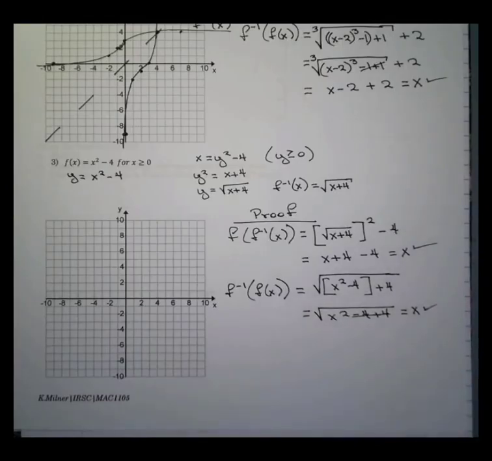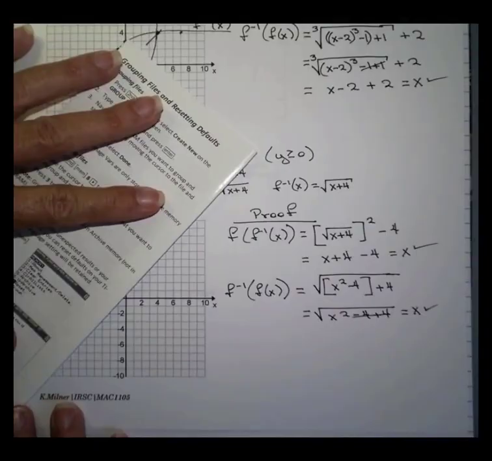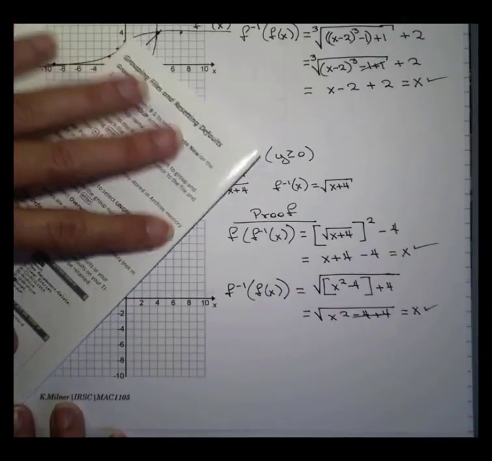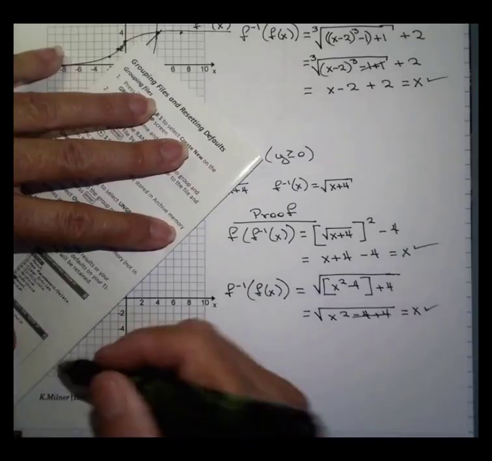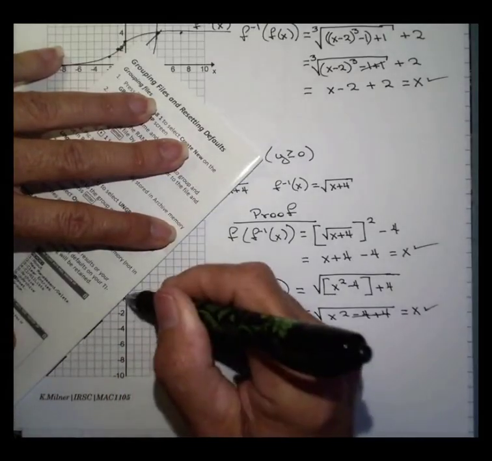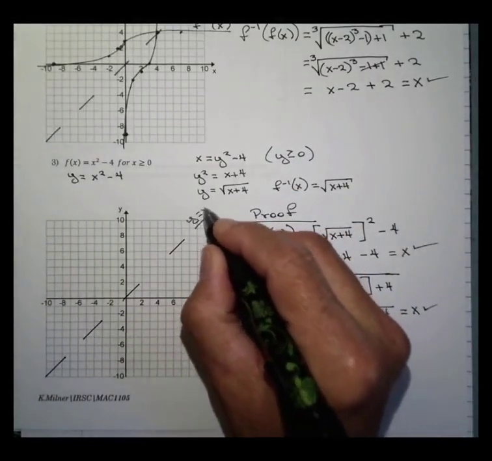So I've checked them, and now I'm going to graph them. Now, drawing my line, my identity function is the first step. I want that to be my dotted line on my graph. See if I can get it straight this time. And that's y equals x.